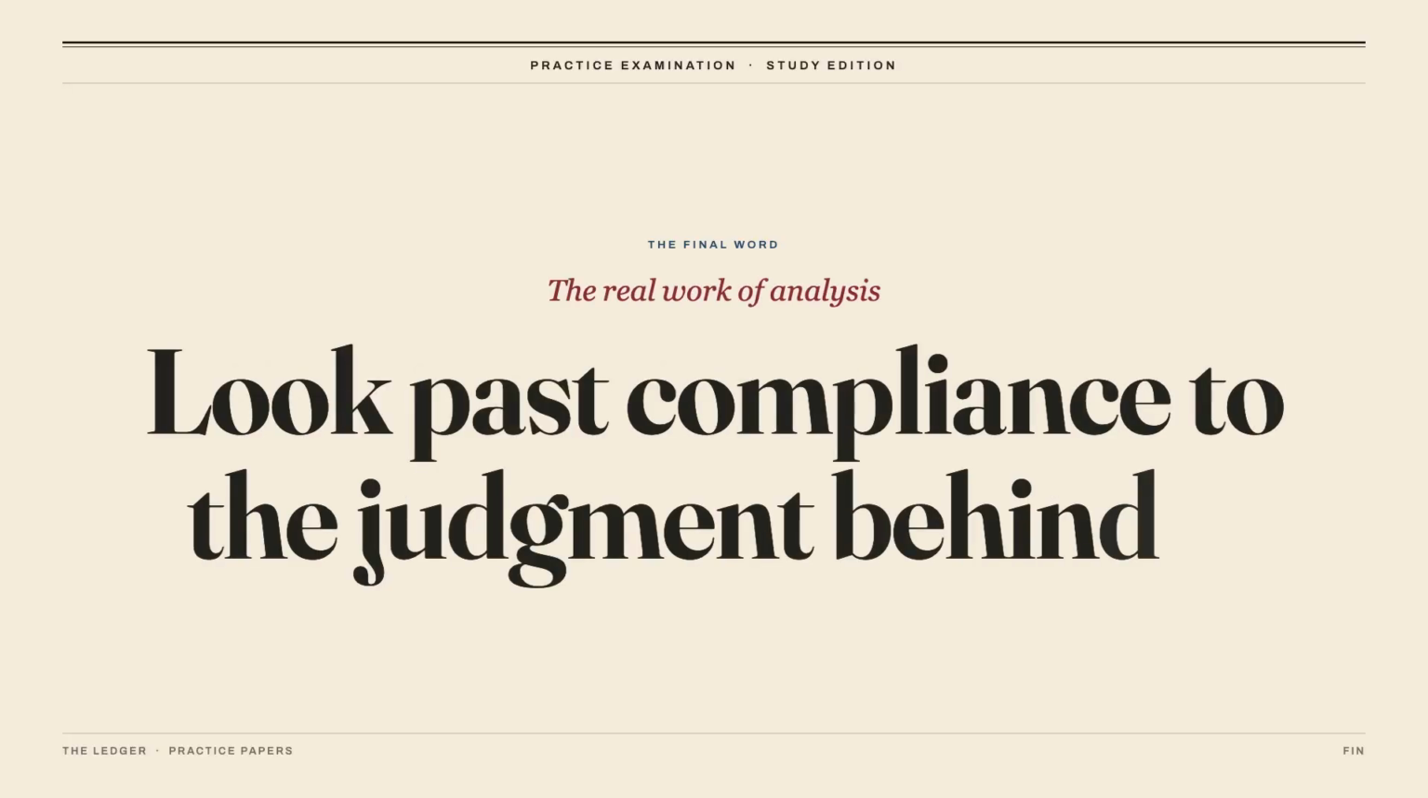Never let a clean compliance record end the inquiry. The room rules leave for judgment is exactly where low-quality numbers hide, fully legal and thoroughly misleading. So real analysis looks past compliance to the choices made within it.